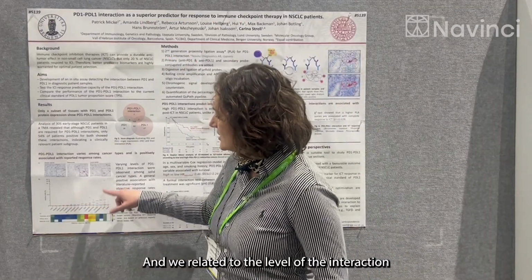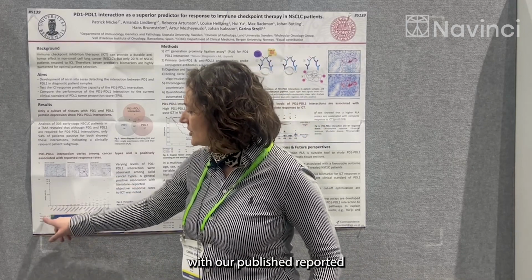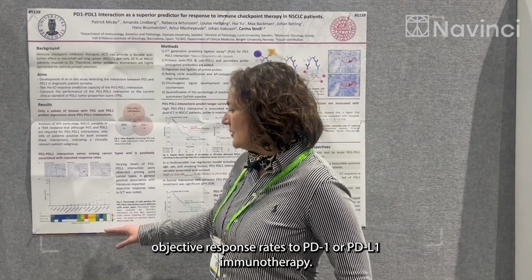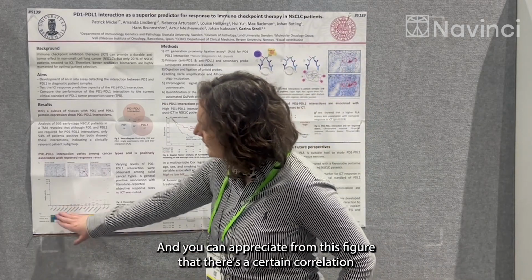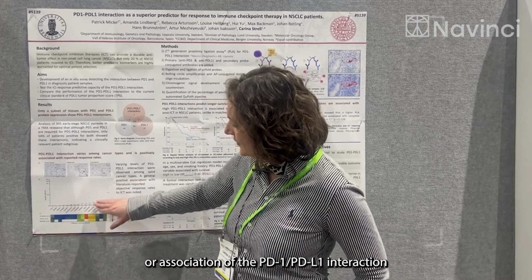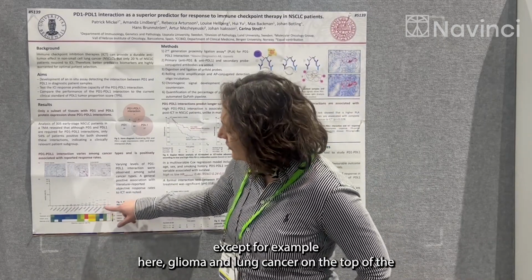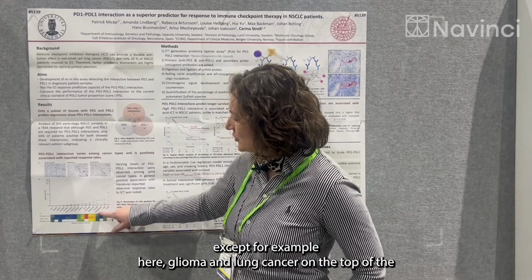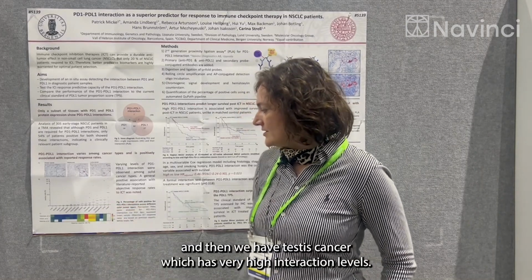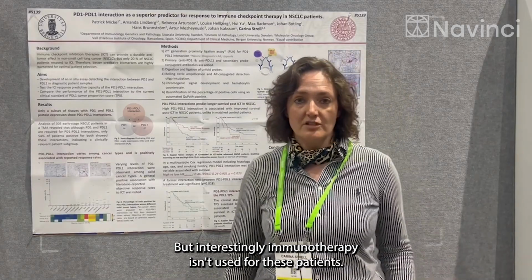We related the level of the interaction with published reported objective response rates to PD-1 or PD-L1 immunotherapy. You can appreciate from this figure that there's a certain correlation or association of the PD-1, PD-L1 interaction frequency with the response rate to immunotherapy, except, for example, glioma and lung cancer in the top, which are usually rather low responders to immunotherapy. And then we have testis cancer, which has very high interaction levels, but interestingly, immunotherapy isn't used for these patients.